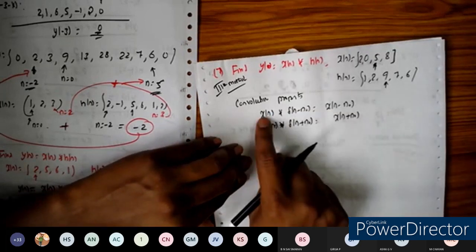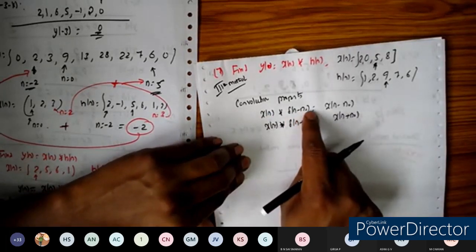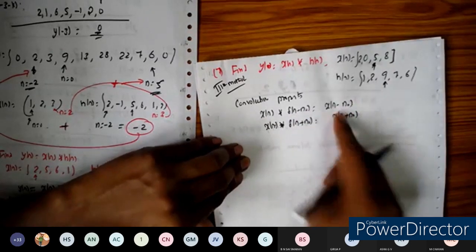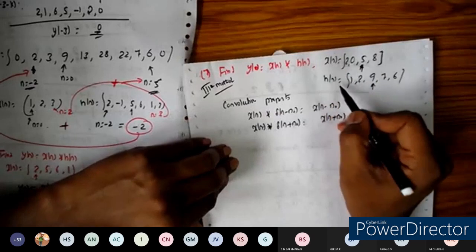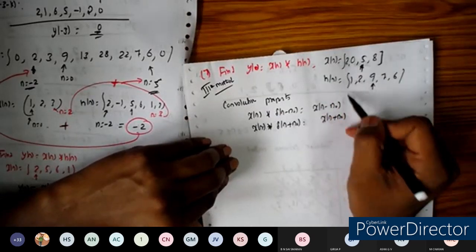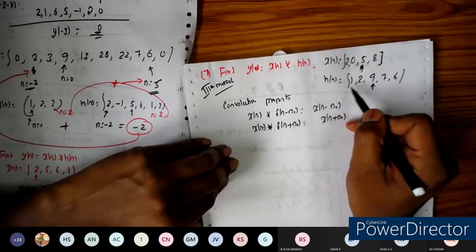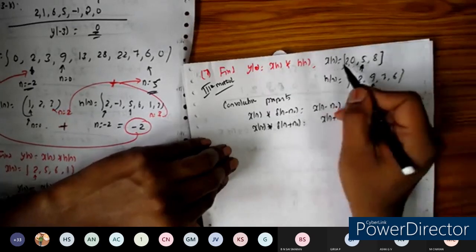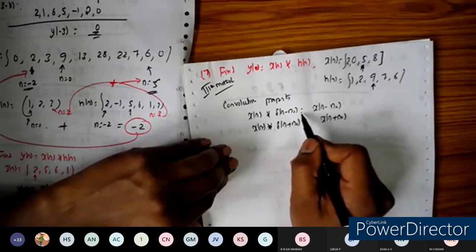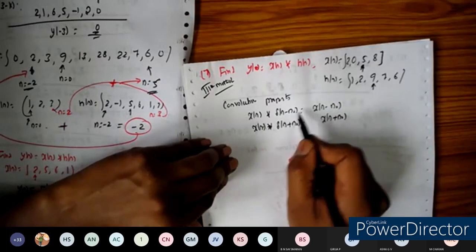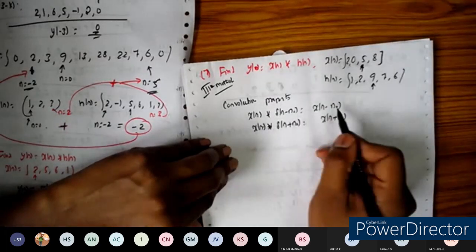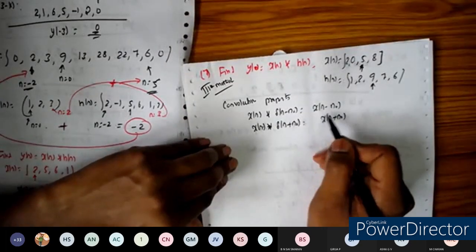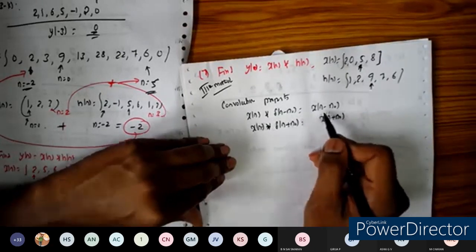Now x of n is convolved with delta of n minus n naught and delta of n plus n naught. Here two sequences are given: one is x of n, the other is h of n. Among the two sequences, I'm going to express one sequence in terms of the impulse function, take the convolution of x of n with the corresponding impulse function, and get the shifted versions of the sequence. Are you able to follow?